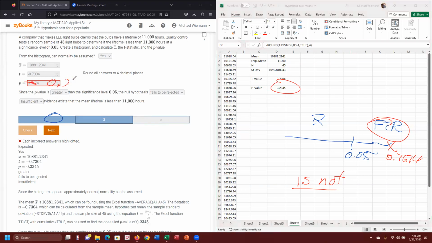You would have keyed in 0.2345 to get the correct answer. Everything else that we did is correct on this one, but 0.2345 is already going to calculate that fail to reject region. So everything else we did, the greater than fails to be rejected, insufficient evidence, we still get the same result with the revised p-value. Completing problem number 2.